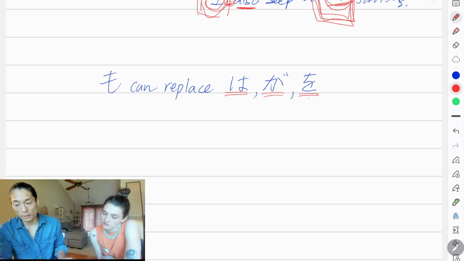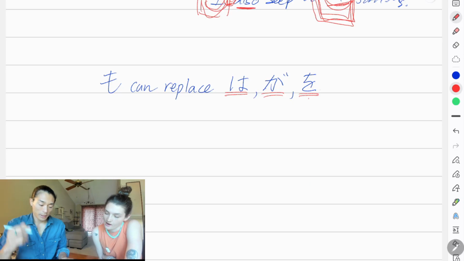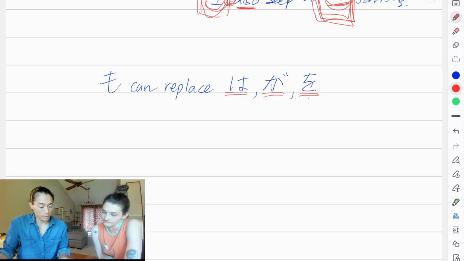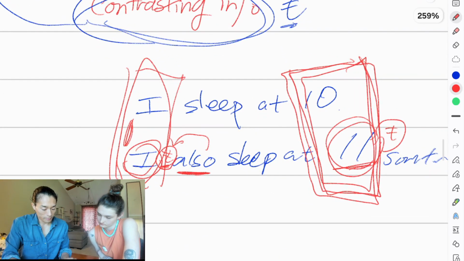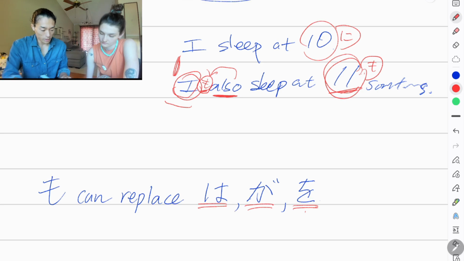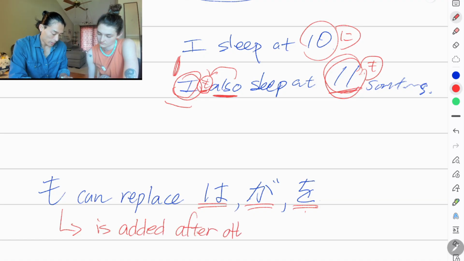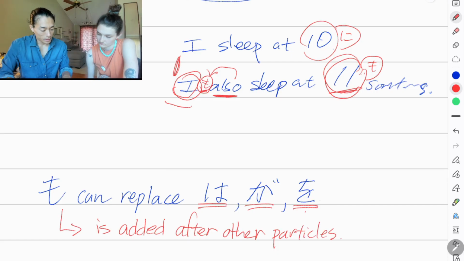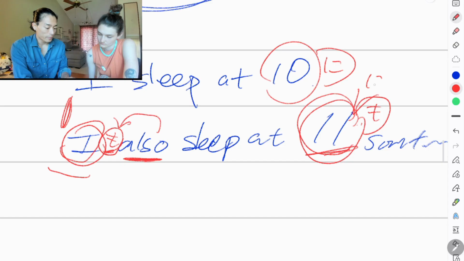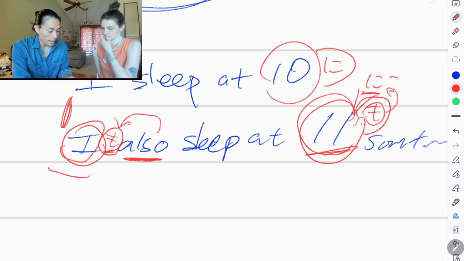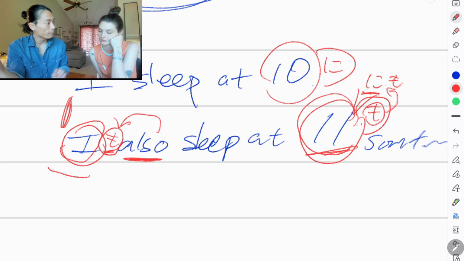And we have learned some other particles, ni and de. So what do we do with those? For example, I sleep at 10 o'clock. Ni, right? Specific time. And then we said, yeah, after 11 we put mo. But then, like we just learned, mo cannot replace ni. What do we do? Mo is added after other particles. For example, this one, it should be 11 ni, right? And then to ni, you just add mo here. So 11 ni mo. Oh, okay.